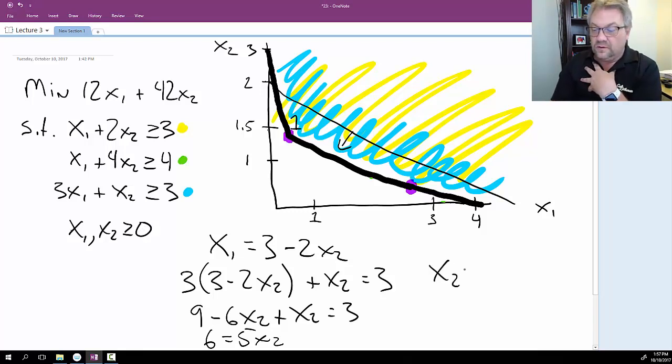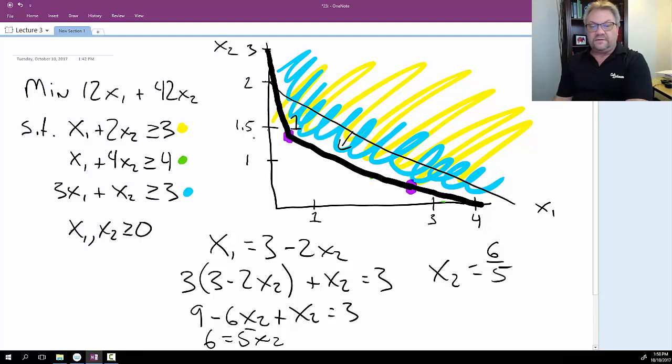Or x2 is equal to 6/5, right? So this x2 is obviously, I don't have this drawn very well, but that would be, no, I do. I'm crazy. Little over 1, so that would be the x2.